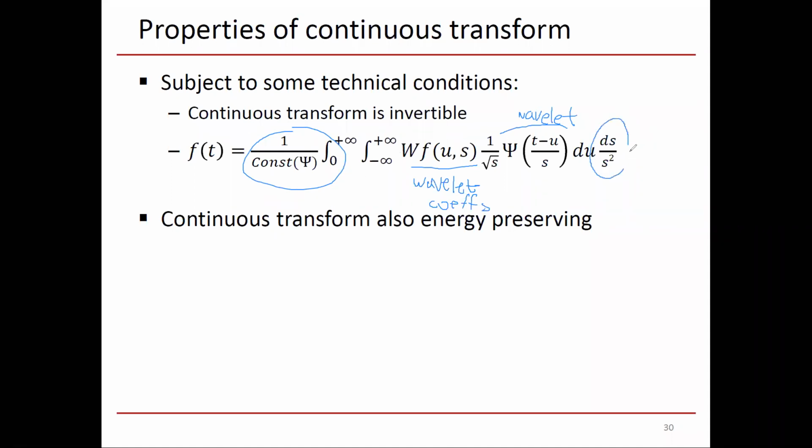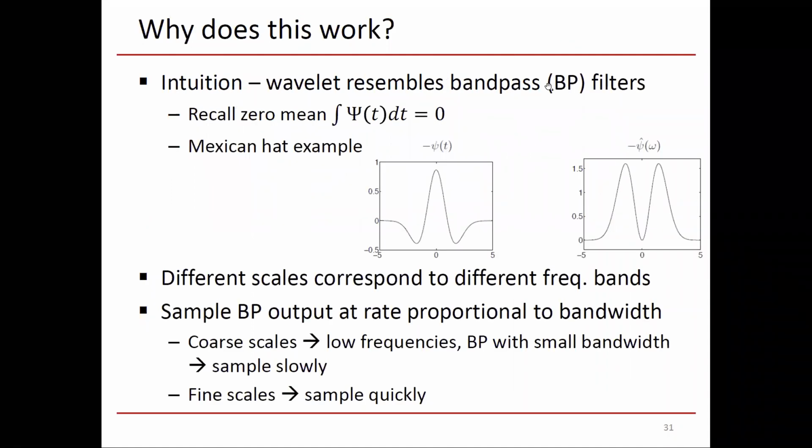And another point to remember is that because the scale has this awkward type of relationship where at the coarse scales, the information changes very slowly, and at the finer scales, the information changes quickly, there's this division by s squared. So that's a fine point that you need to consider. But again, this is subject to some technical conditions. Now you can imagine that just like the Fourier transform has energy preserving properties, the continuous wavelet transform also has energy preserving properties.